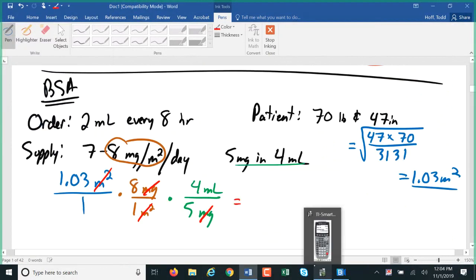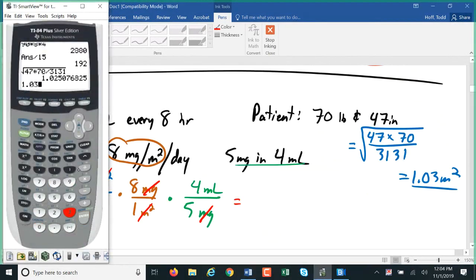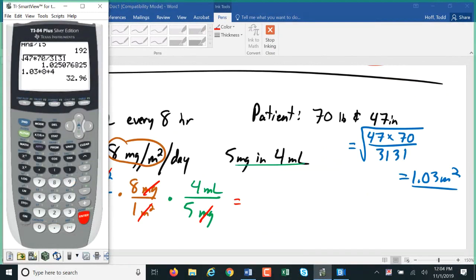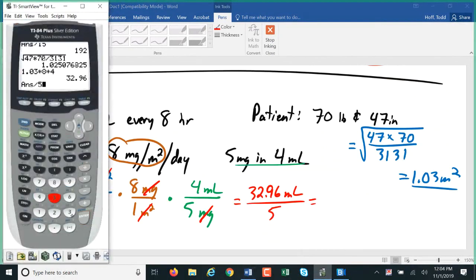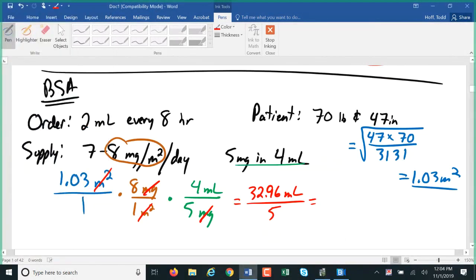So we multiply 1.03 times 8 times 4 to get 32.96, and then we divide by 5, which is 6.59. We'll round that to 2 digits. 6.59 milliliters, that is per day.